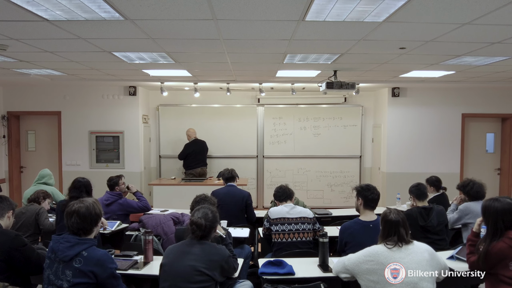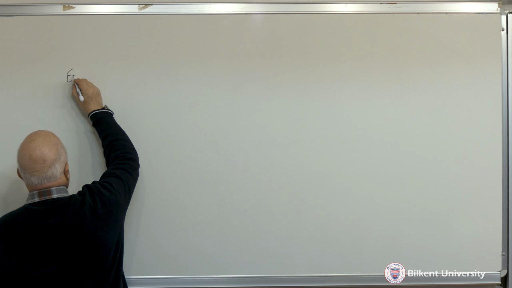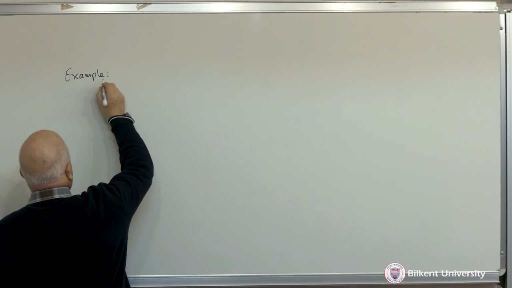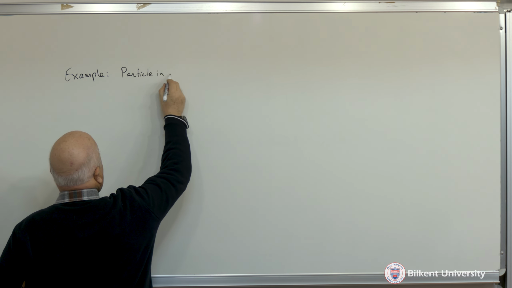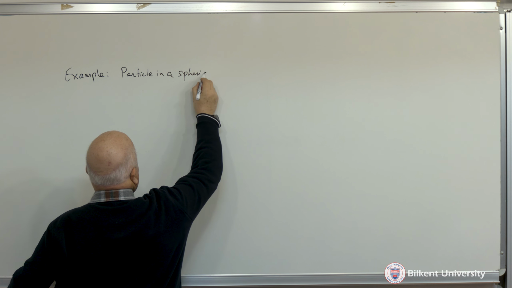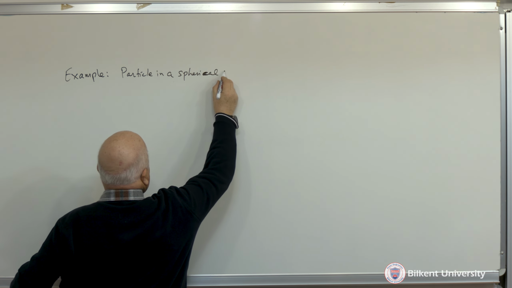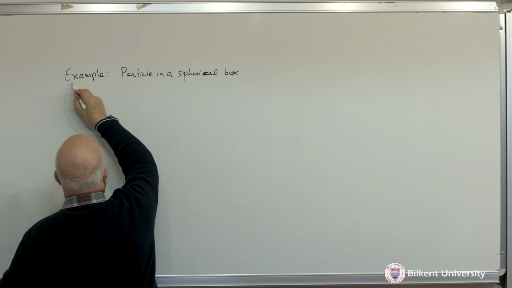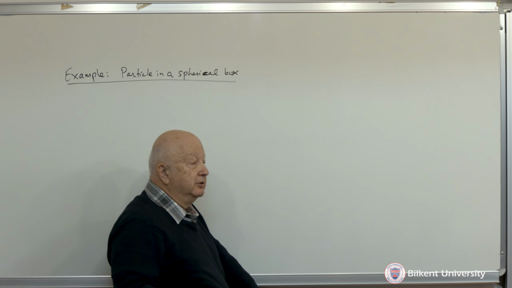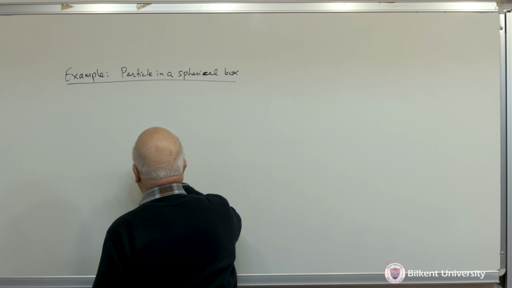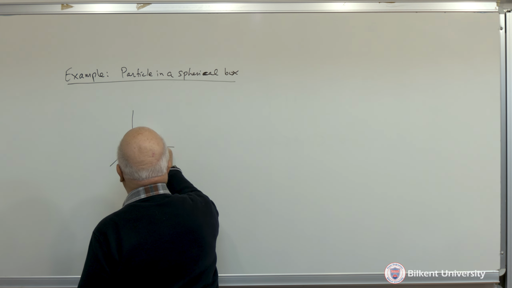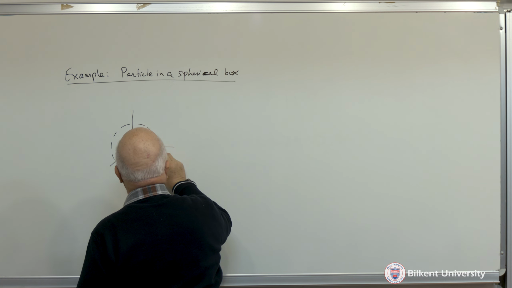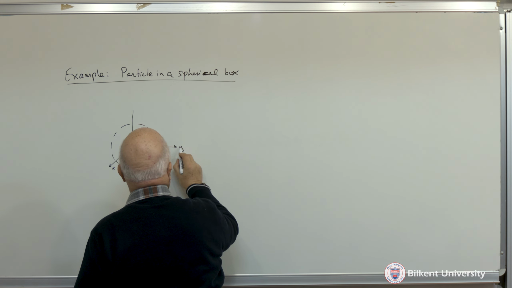Before we attack the hydrogen atom problem, let me call this an example: particle in a spherical box, which really means a ball. So what do I have? I have a particle inside some radius. Suppose this is some radius a. These are the x, y, z directions.